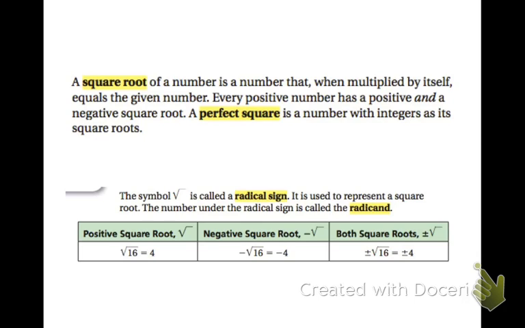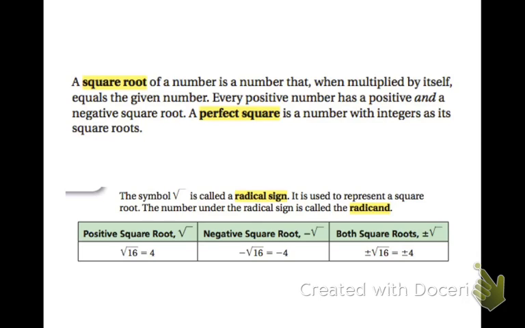So when you look at the symbols that we'll use, you can see the radical sign. It's used to represent a square root. The number under the radical sign is called a radicand. And this is what we're talking about when we say positive square root. We sometimes refer to it as a principal square root. So the first one is the positive square root.